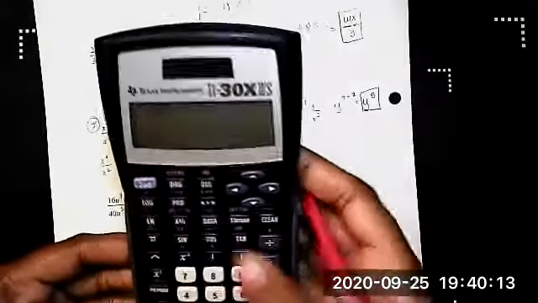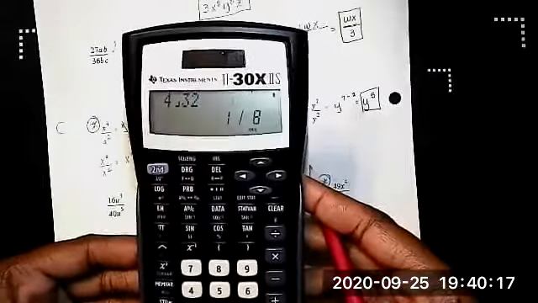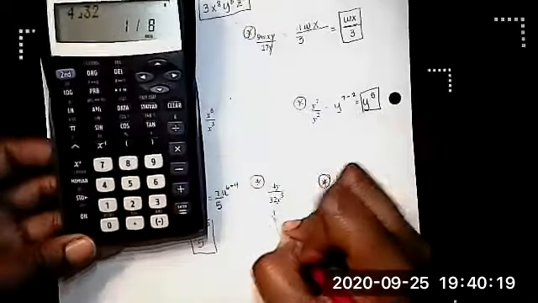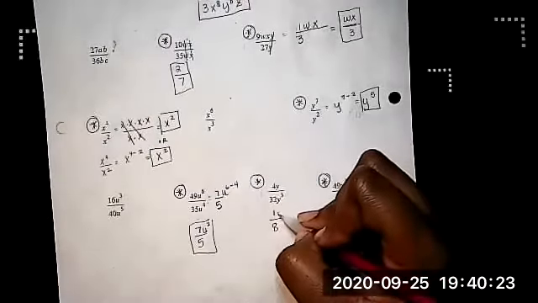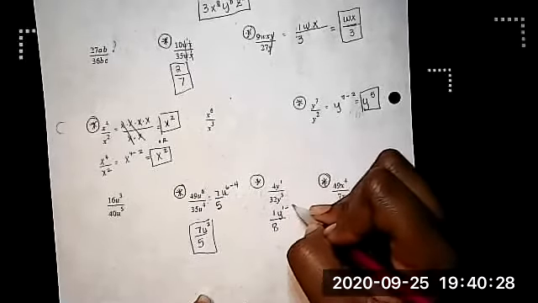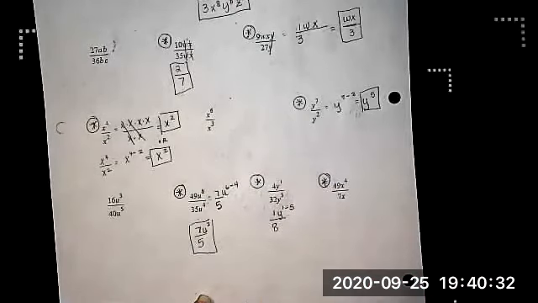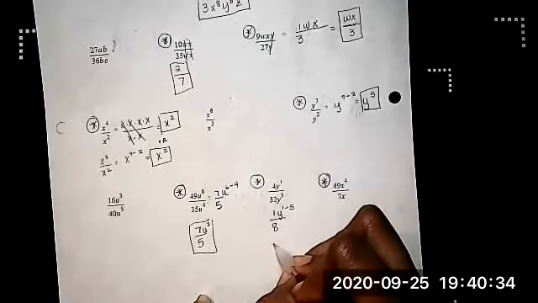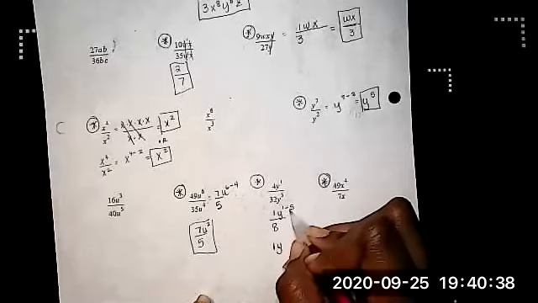All right, let's do this one. 4 divided by 32. Push enter. I get 1/8. And look at this. This becomes y to the 1 minus 5. So you always take the top number minus the bottom number. Okay. So if you have that there, you have y to the what? What is 1 minus 5?